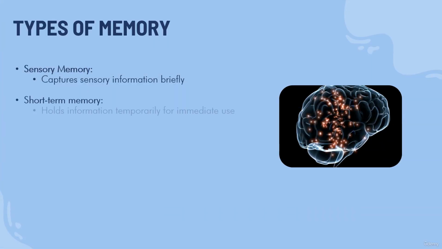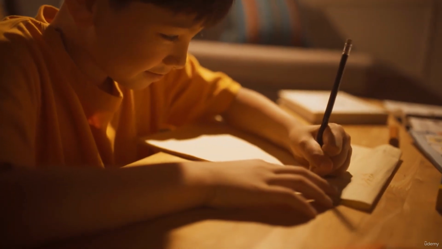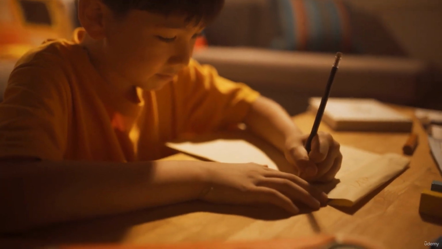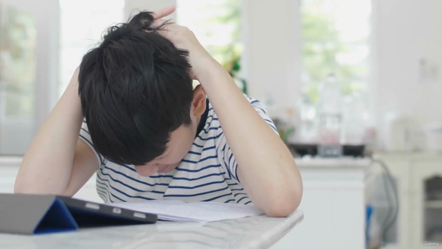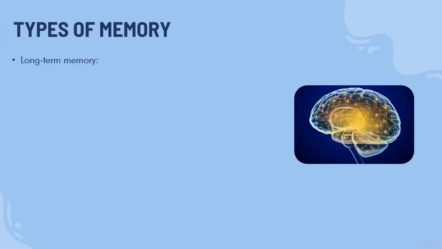Short-term memory holds information temporarily for immediate use. Short-term memory is not as fleeting as sensory memory, but it's also not as permanent as long-term memory. Short-term memory is also known as primary or active memory. You can keep information in your short-term memory by rehearsing the information. For example, if you need to recall a string of numbers, you might keep repeating them to yourself until you input them. However, if you are asked to recall those numbers about 10 minutes after inputting them, you'd most likely be unable to.